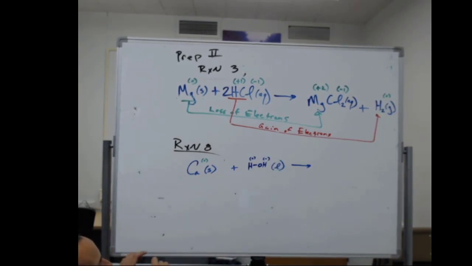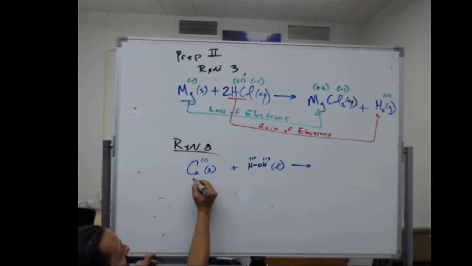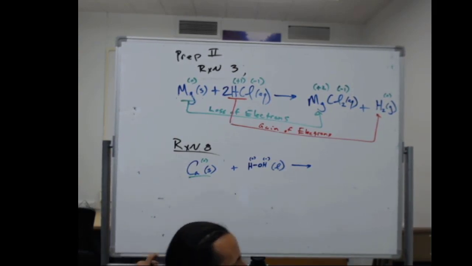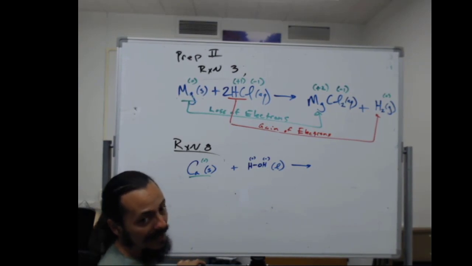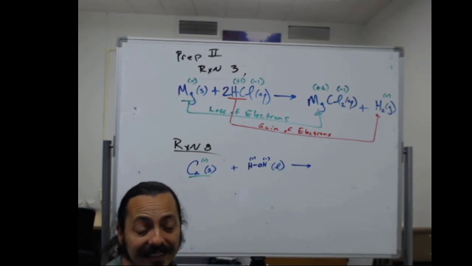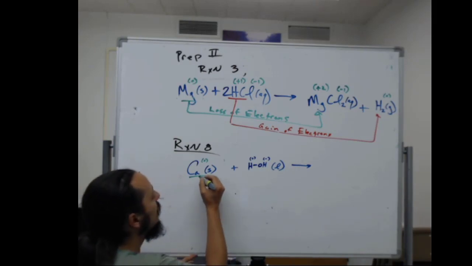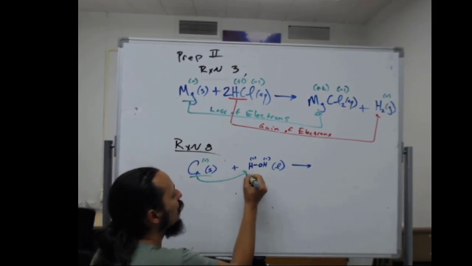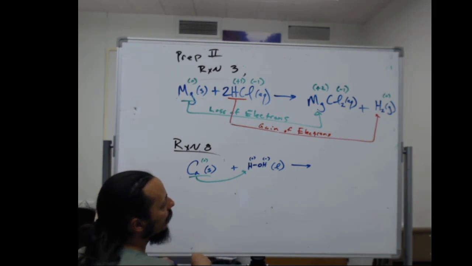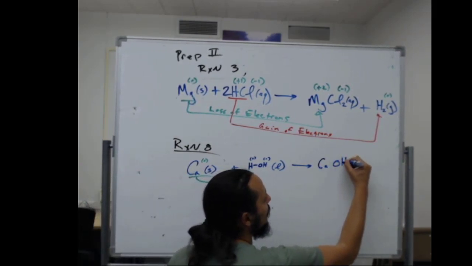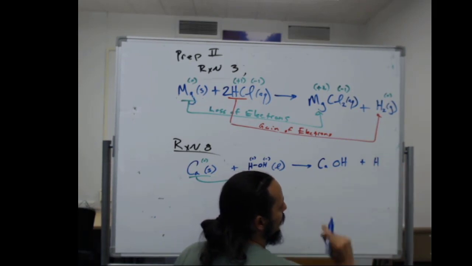And we're going to see the same kind of single displacement idea we saw here, where, if we look at the periodic table, calcium is right below magnesium, so it's not surprising that it has similar reactive behavior. Calcium is going to form a +2 charge replacing that hydrogen. So I'm going to end up forming calcium hydroxide and hydrogen.